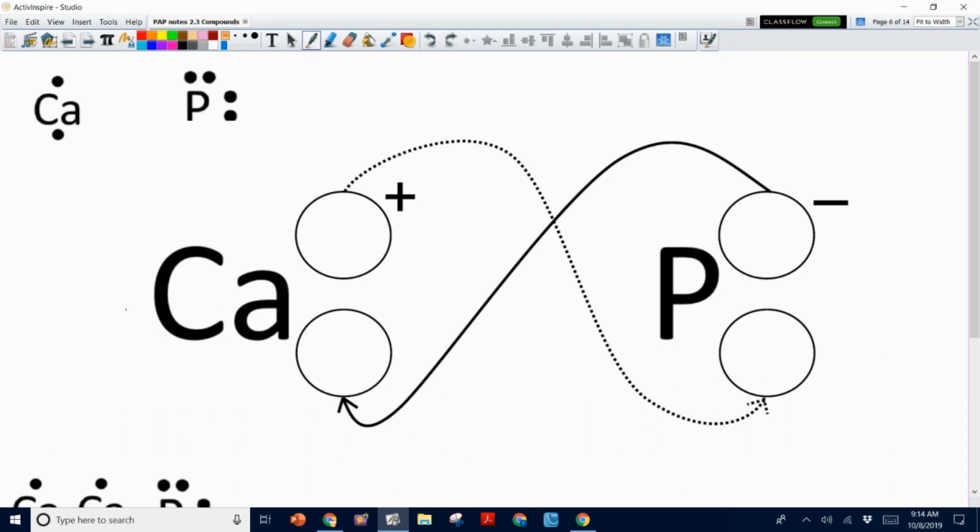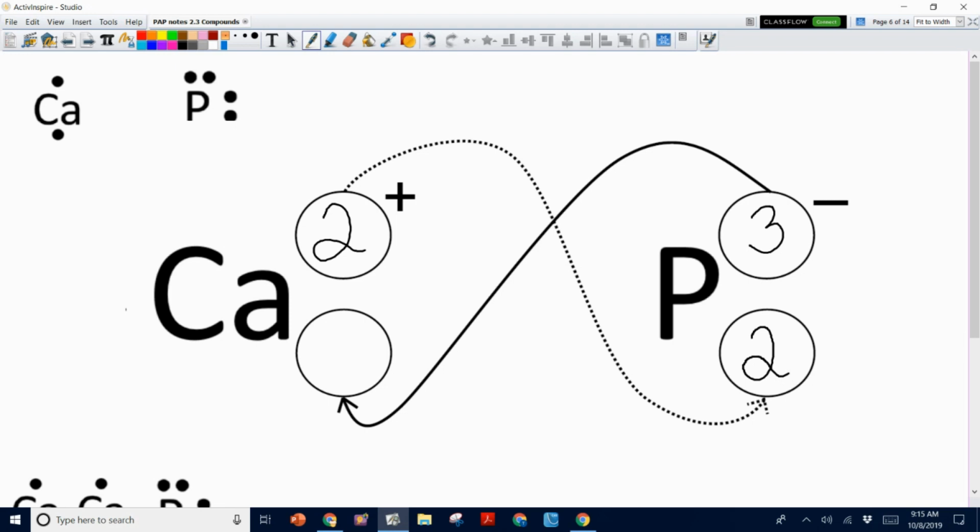So the charge of calcium is going to be +2. So we're going to put a +2 there. And the charge of phosphorus is a -3. So it's 3 negative. To get the correct formula for this, we're going to do what's called a swap and drop. So this 2 is going to swap over to the phosphorus, but if you follow the dotted line, we drop it down into a subscript.